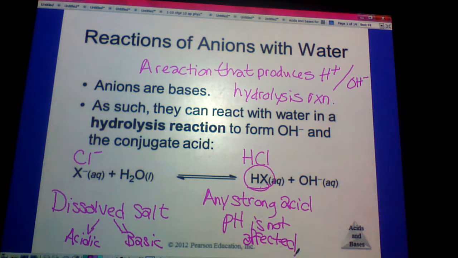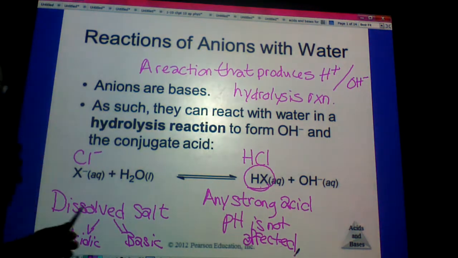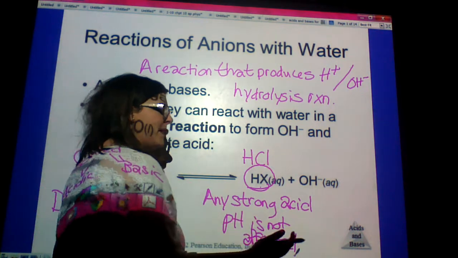Okay, if it is not one of the 7 strong acids, then we consider it to be a weak acid, of course. So we will get some hydroxide that we're going to produce. And if we're producing hydroxide, then that means we're going to have some base that's produced, or the pH is going to be more basic.